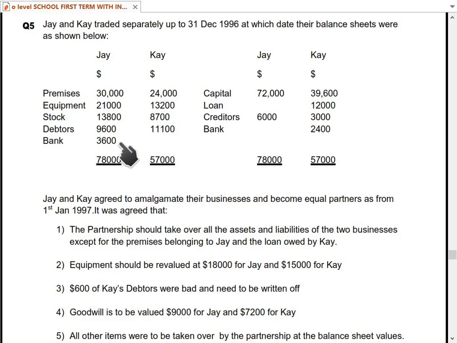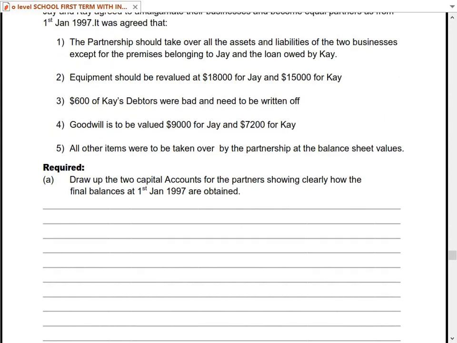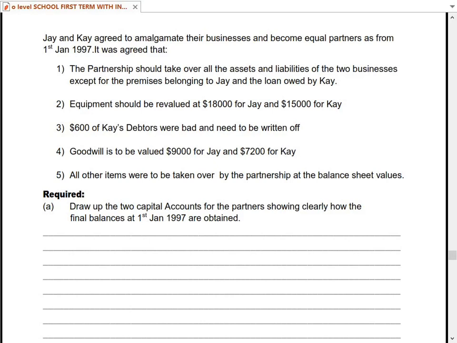On the debit side, there is a bank balance. On the credit side, this is a bank overdraft. Then they have capital. K has a loan. And there are creditors, also known as trade payables. Now, let's read the terms on which they decided to form a partnership. J and K agreed to amalgamate, meaning merge their businesses, and become equal partners as from 1st January 1997. Now, they are becoming equal partners.